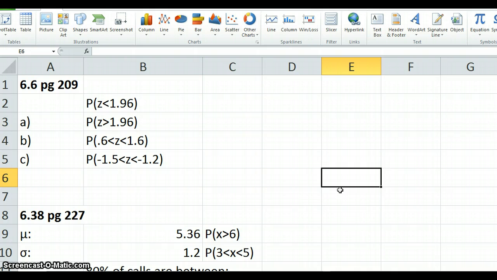I wanted to go through a couple examples of the normal curve calculations that Excel can help you do. So I picked a couple problems out of the book that are similar to some of the homework problems, and let's take a look at them.